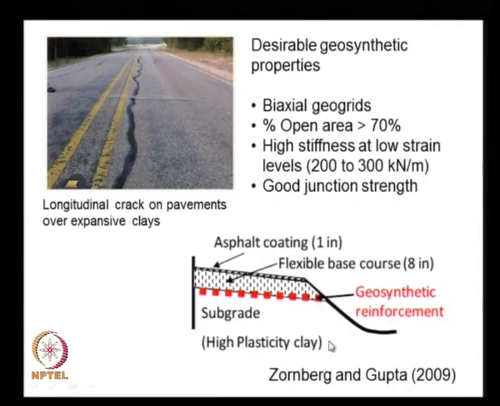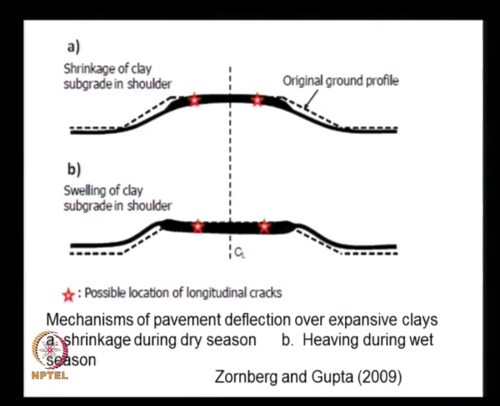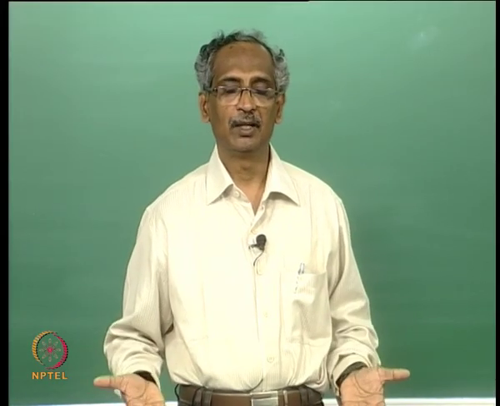Let us say that we have a highly plastic clay soil as subgrade, and we have our flexible base course, and below this we can provide a geosynthetic layer, and of course on top of our base course we provide an asphalt coating. This particular material is from the paper that was published by Professor Johnberg and his student Gupta in 2009 at the International Soil Mechanics Conference. And the mechanism that they have proposed is like this for two cases, that is when the embankment shrinks during the dry season and when the embankment swells.